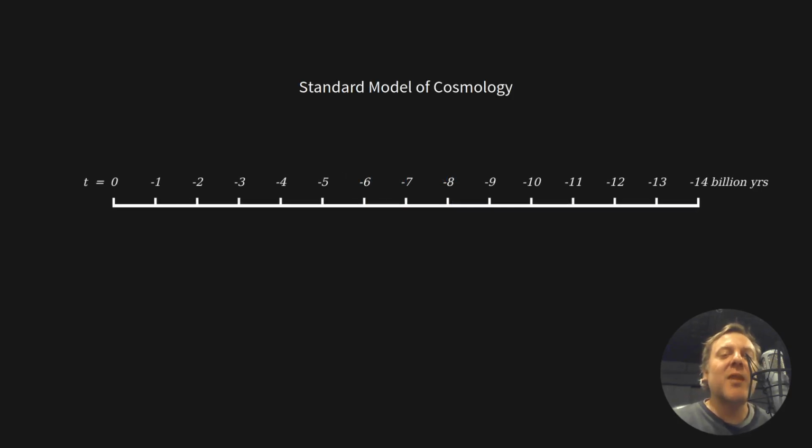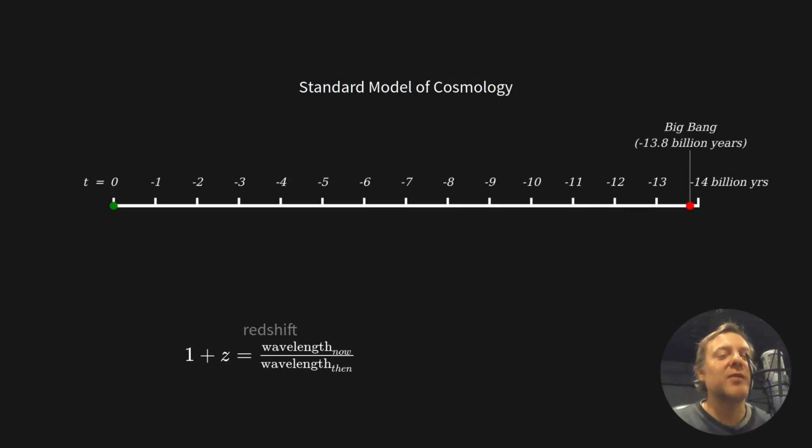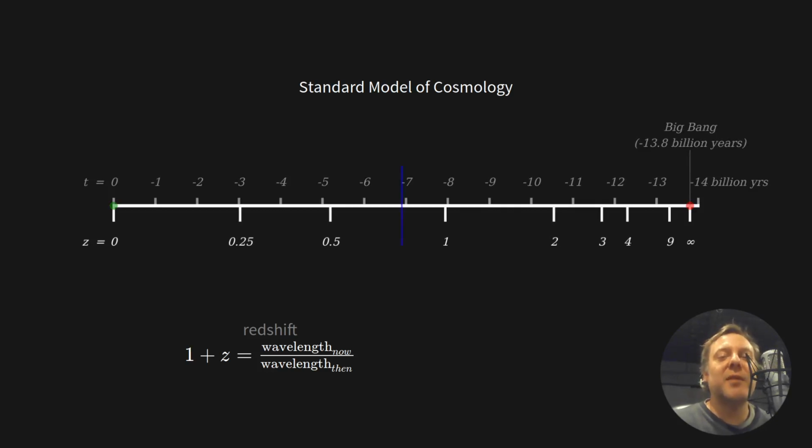In the standard model of cosmology, with a Big Bang 13.8 billion years ago, we use this equation for redshift. Light emitted now is going to have a redshift of 0, and light from the Big Bang will have a redshift of infinity. Here are some z's in between. You see you have to go over halfway back to the Big Bang before you get to z equals 1, but then z equals infinity comes up pretty quick.